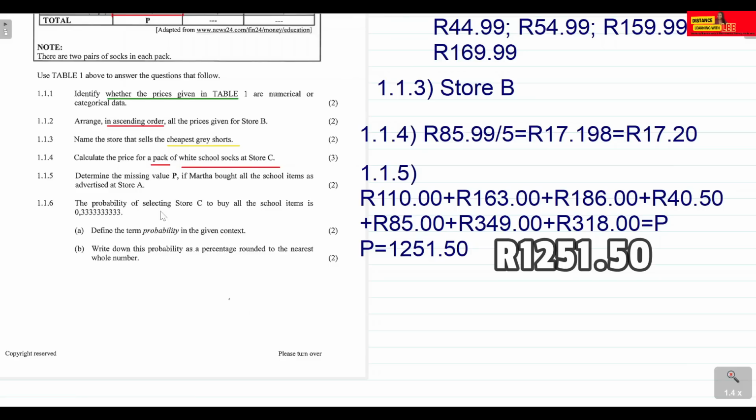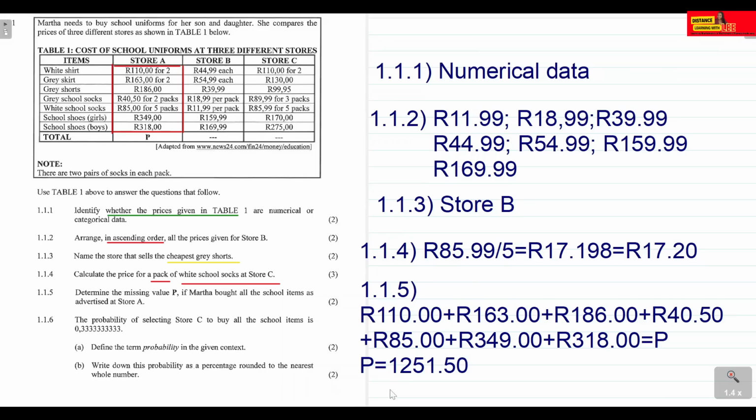The probability of selecting store C to buy all the school items is 0.333333 recurring. Okay. Question 1.1.6a. Define what the term probability is in the given context. So in this given context, probability is the chance, or the likelihood, of selecting store C. That is how we basically define probability in this given context.